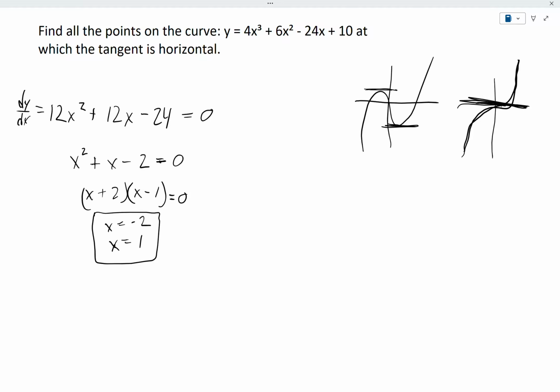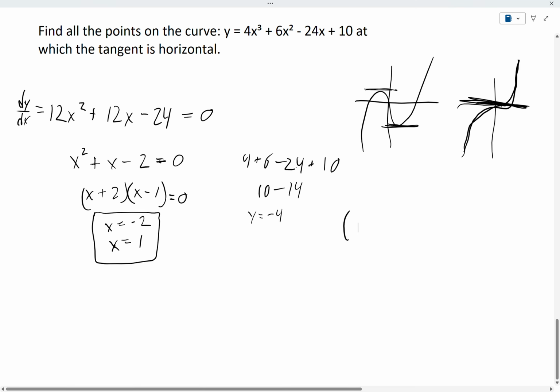So it says find all the points on the curve at which the tangent is horizontal, so maybe we want an x comma y coordinate for these points, which we can easily find. You just plug them in. If you plug in 1, we're going to get 4 plus 6 minus 24 plus 10. So that's going to be 10 minus 14. So that's going to be y equals negative 4. So one of our points is going to be 1 comma negative 4.